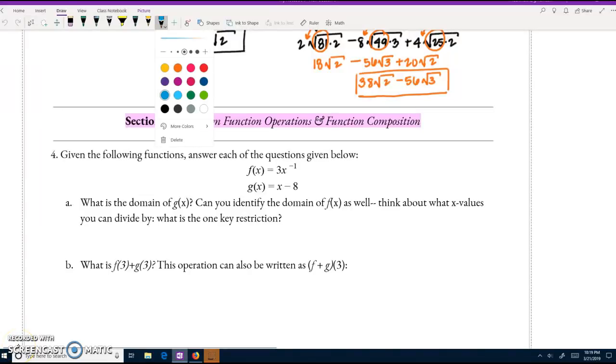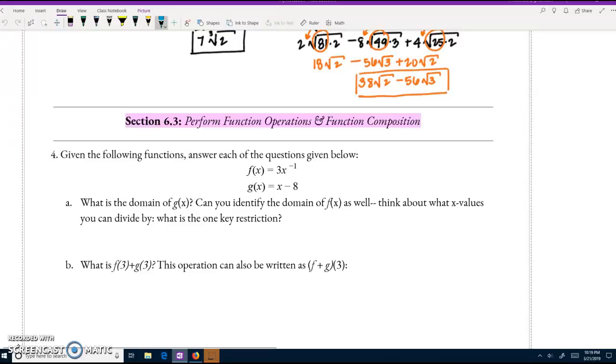Alright guys, this video is going to pick up with the section 6.3 material. So these are going to be our function operations and our function composition work. In problem 4, we have two different functions. We have f of x, which is equal to 3 times x to the negative first power, and then we have g of x, which is x minus 8.